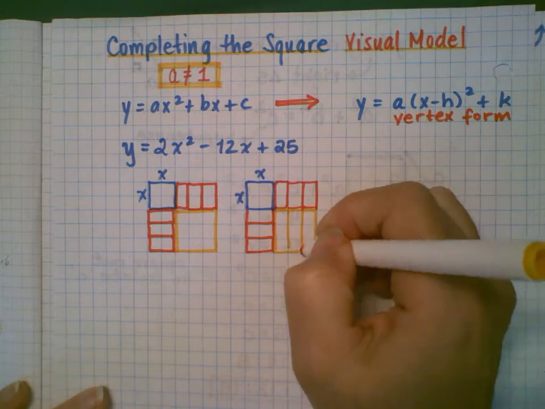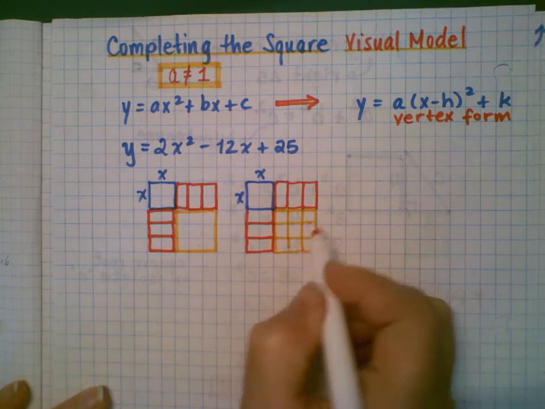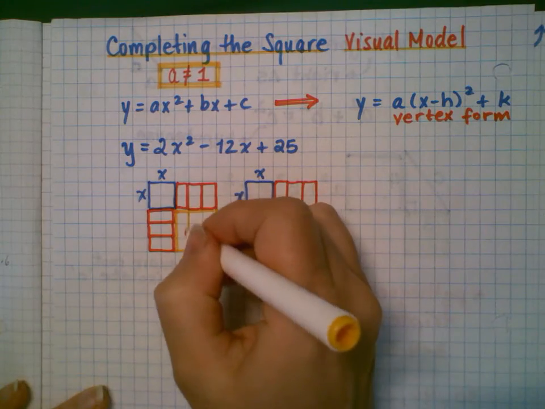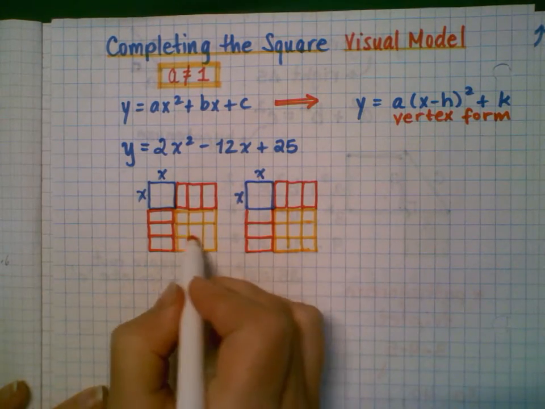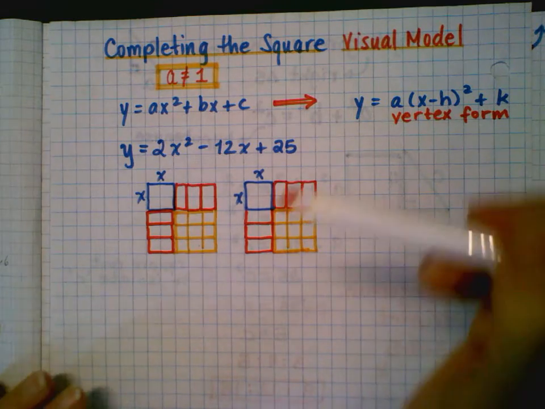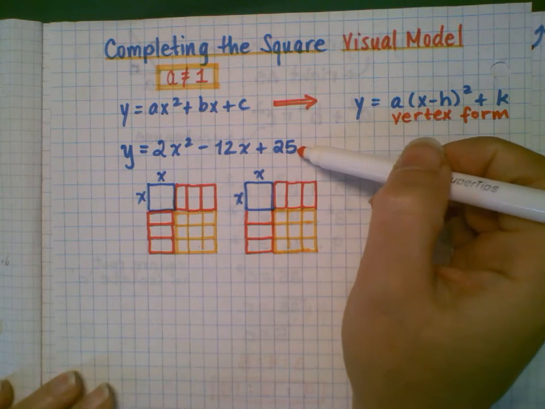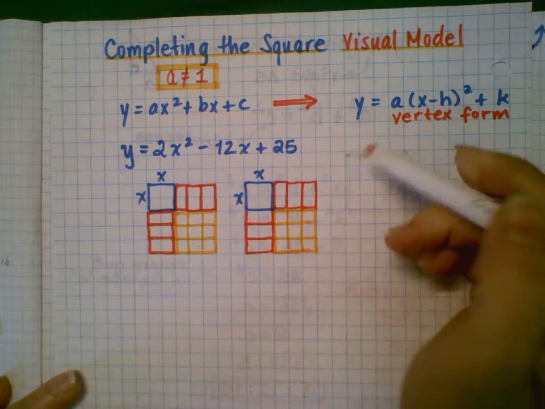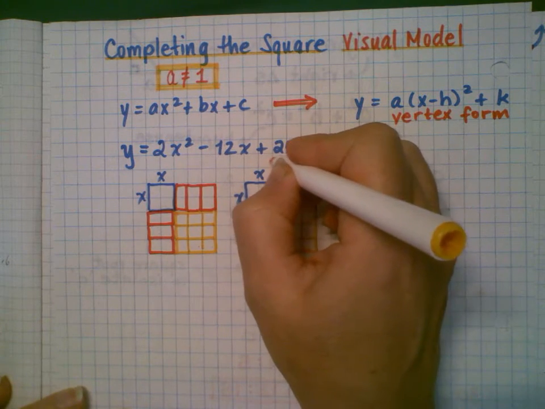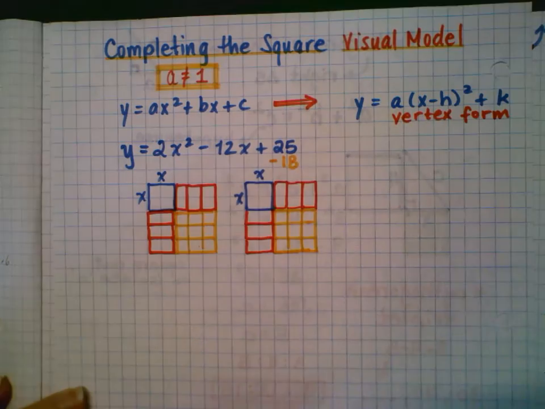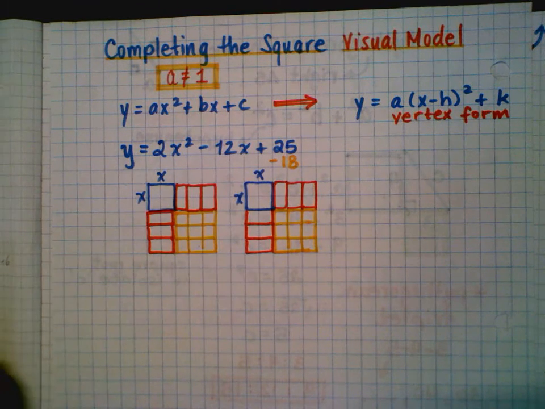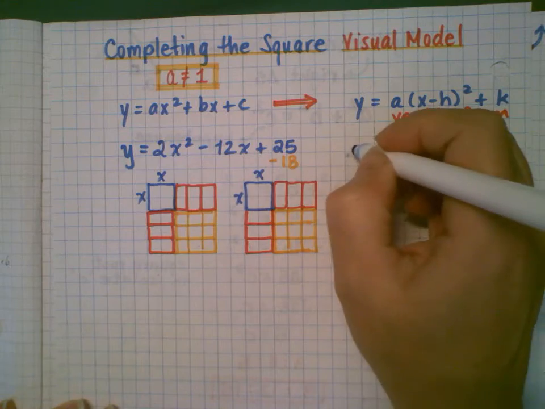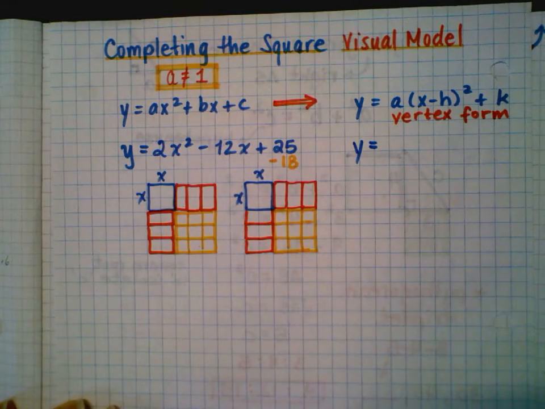Okay, so what did I add in here to complete this square here? I've added 9 units, and I've added another 9 units here. So out of the 25 that I had available in my constant term, I have allocated 9 and 9. So two groups of 9 is 18. So what's left of that 25 when I subtract away 18 is 7. So now I'm almost ready to write this in completed form.